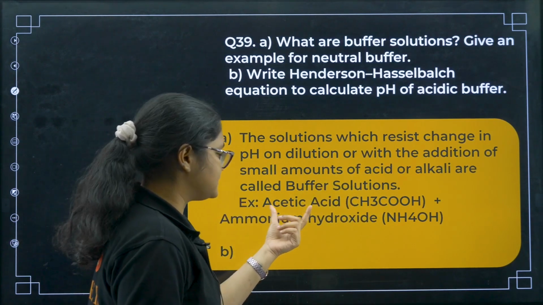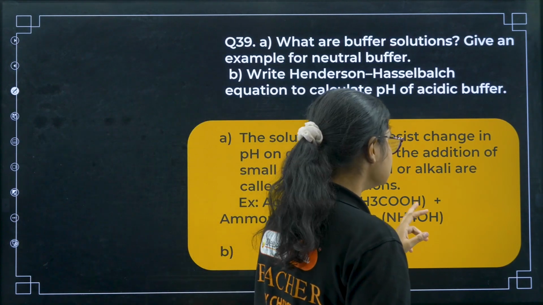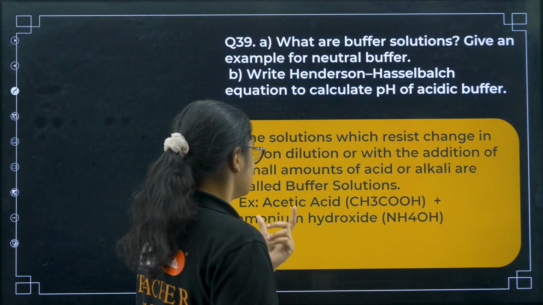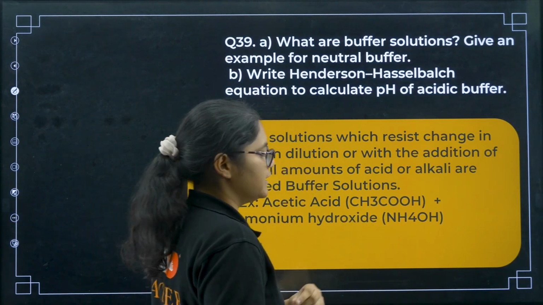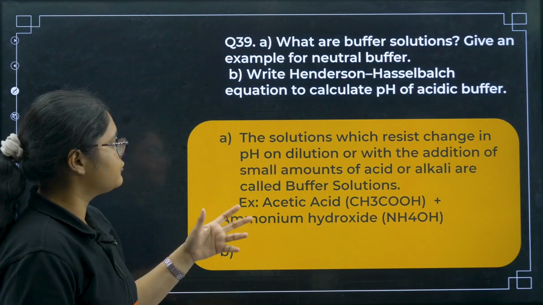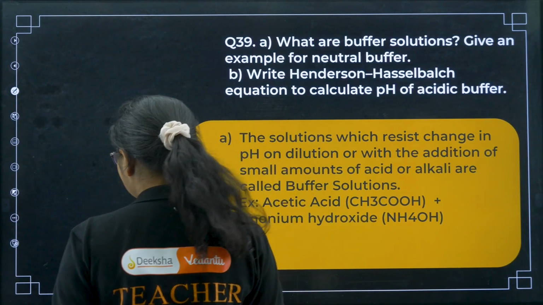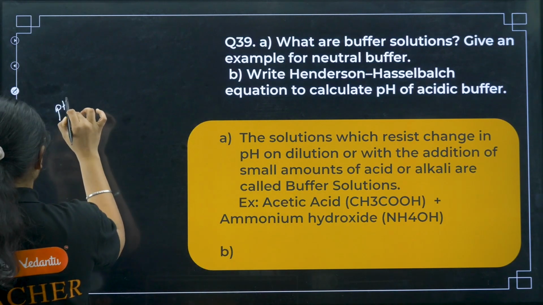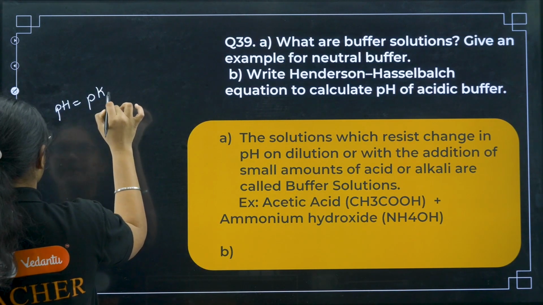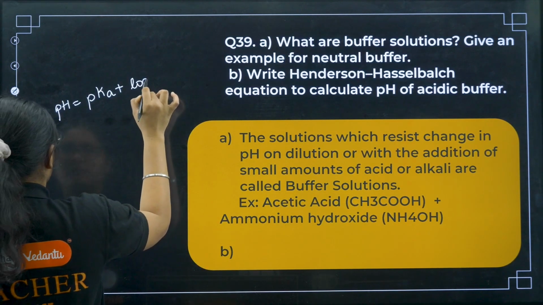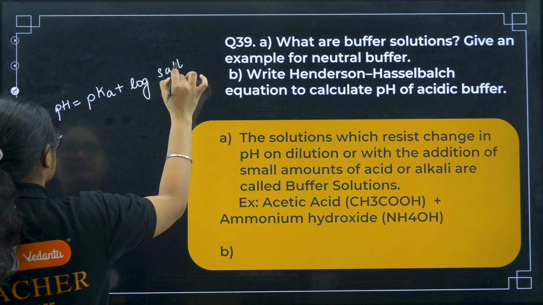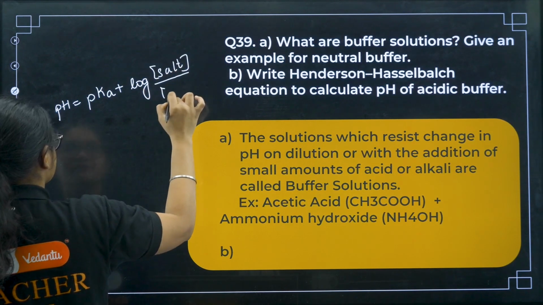Now, an example is acetic acid, that is CH3COOH, plus ammonium hydroxide, that is NH4OH. Okay. Now, if you write the Henderson equation for this one, you will get pH is equal to pKa plus log of concentration of salt by concentration of acid.